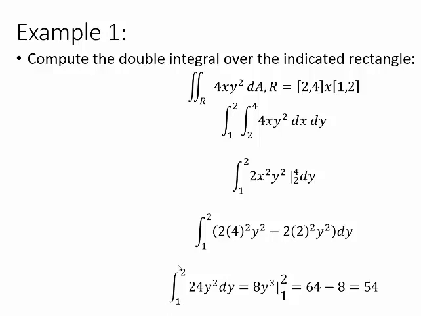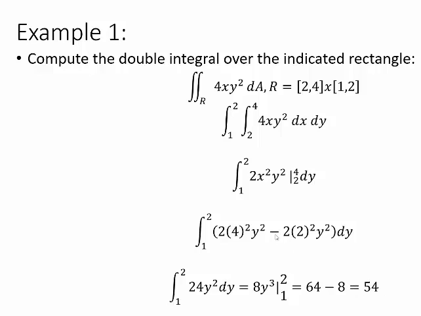You're going to have the integral from 1 to 2. This cleans up to be 24y squared. Now you're going to integrate with respect to y. So now this just gets back to a Calc 1 integral. This integrates to be 8y cubed. You're going to evaluate from the bounds of integration from 1 to 2. When you plug these in, you end up getting 64 minus 8, which equals 56.